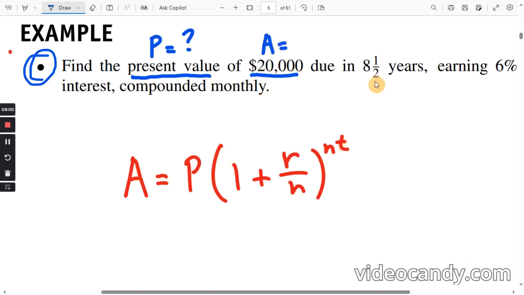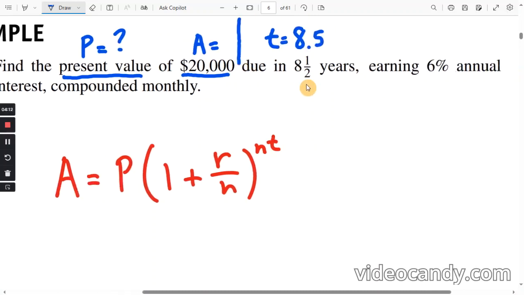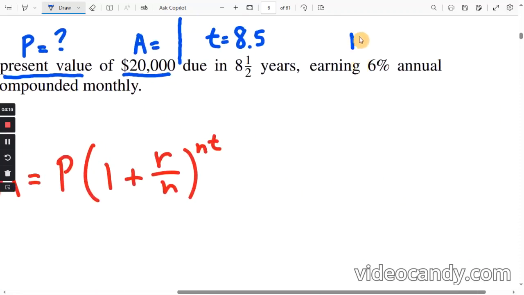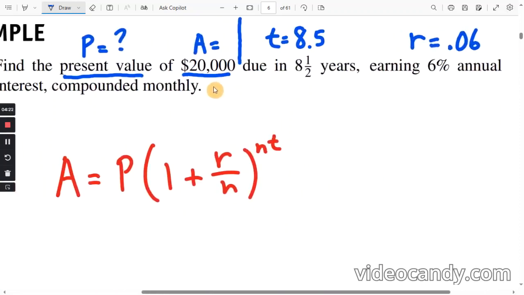The time T is 8.5 years. I would just use 8.5 for the time T. And 6% annual interest. You have to move the decimal over 2 places, so 6% becomes 0.06. And finally, compounded monthly. How many months are in a year? Well, that's just 12.